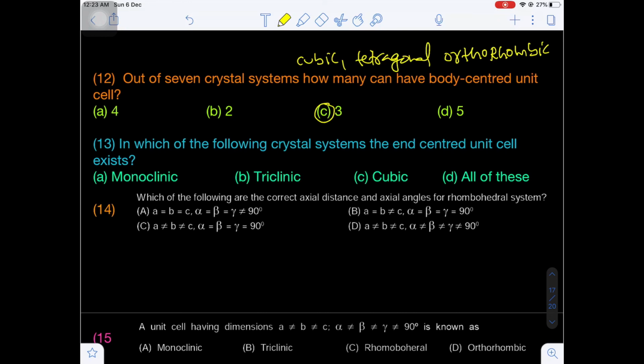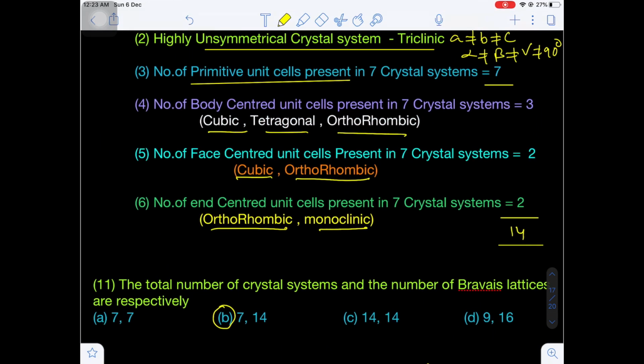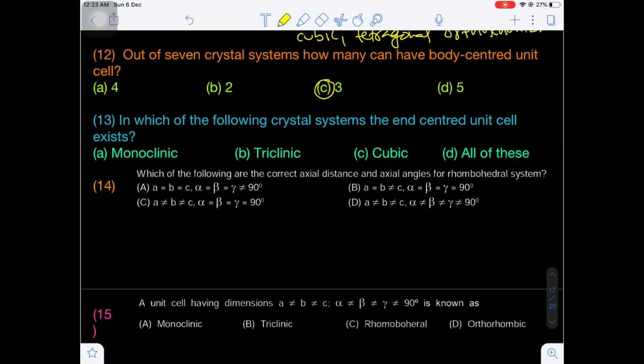Next, question number 13. In which of the following crystal systems will the end-centered be present? End-centered will be present in 2 systems. Number 1, orthorhombic. Number 2, monoclinic. Orthorhombic, monoclinic will be present, but orthorhombic is not there in the options. The single correct option, so monoclinic.